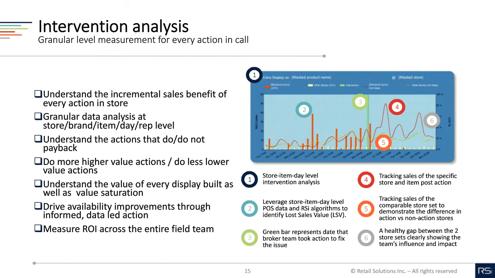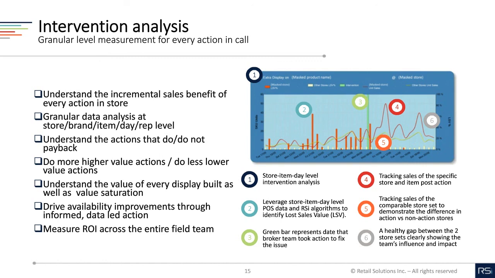Now let's focus on the chart to the right-hand side. The number 1 represents an action being taken in this specific store on a specific day against a specific item by an individual sales representative. Number 2 highlights red bars indicating instances of lost sales value across the previous 14 days, where number 3 indicates where the individual salesperson took the action. In this example, they built an extra display.